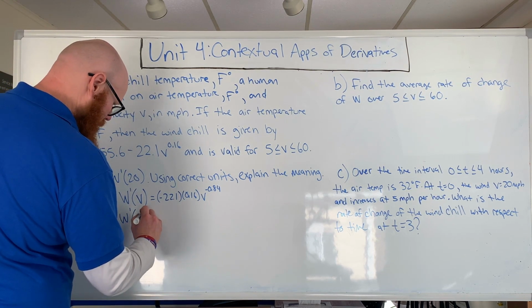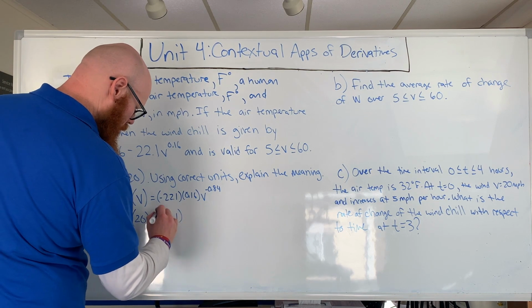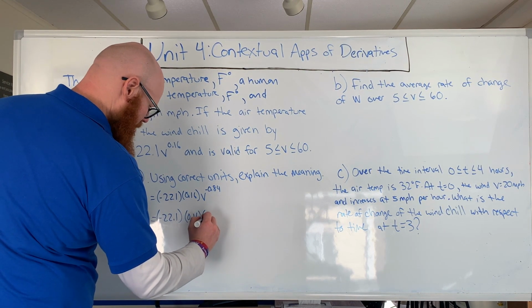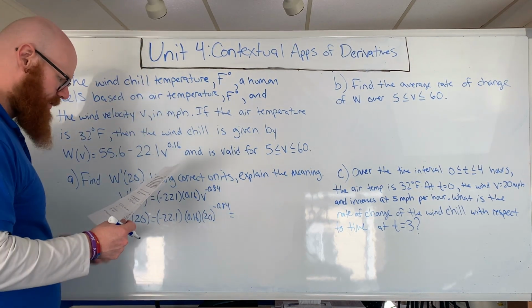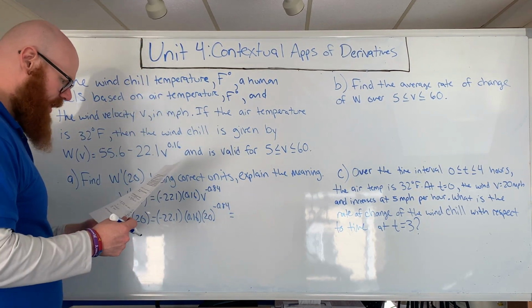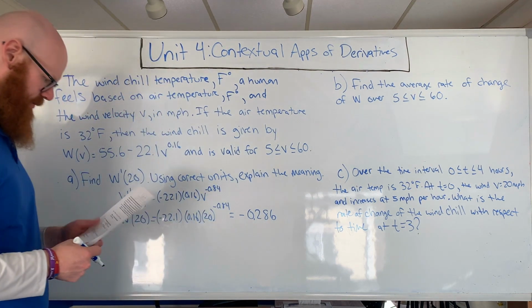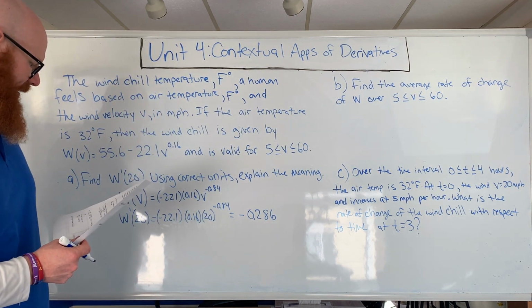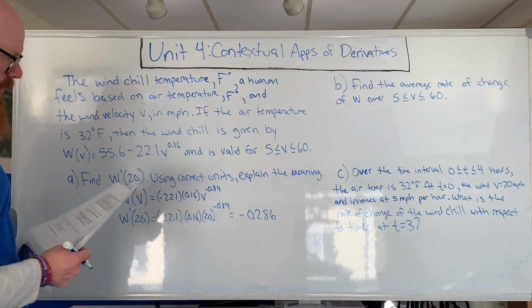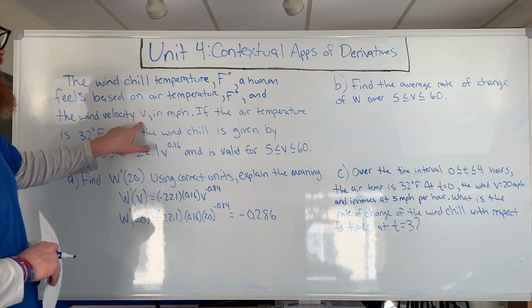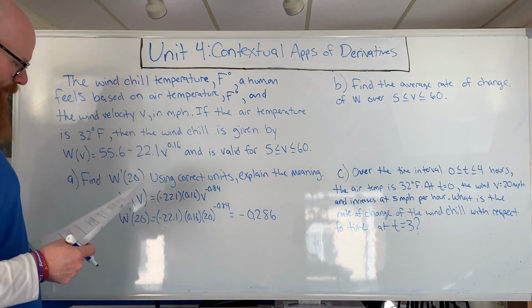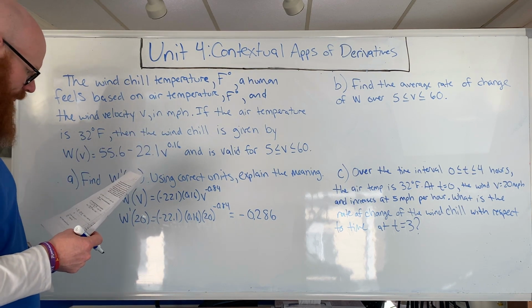So W prime of 20 is negative 22.1 times 0.16 times 20 to the negative 0.84. And that ends up giving us negative 0.286. And that is in, so this is the point of going over this problem. So what we have is the wind velocity is measured in miles per hour, and the wind chill is measured in degrees Fahrenheit.